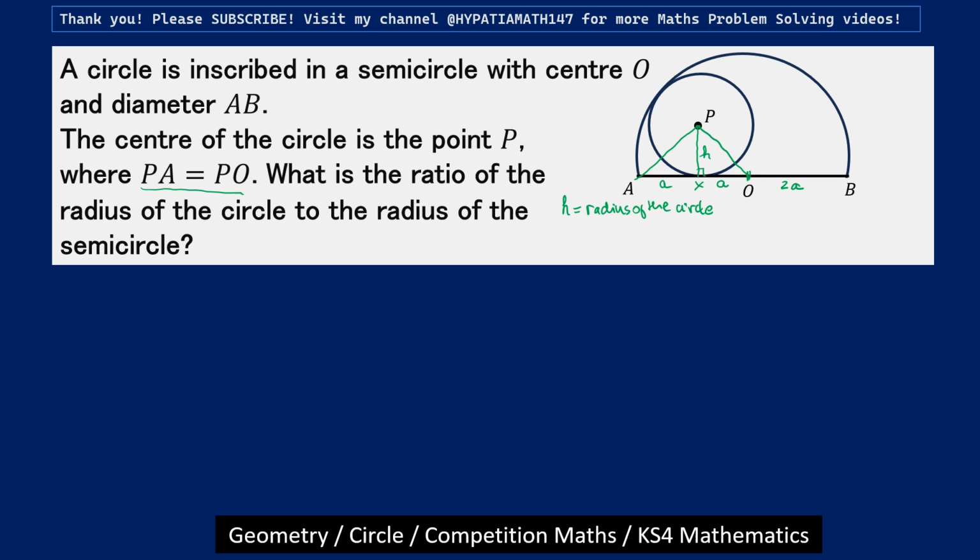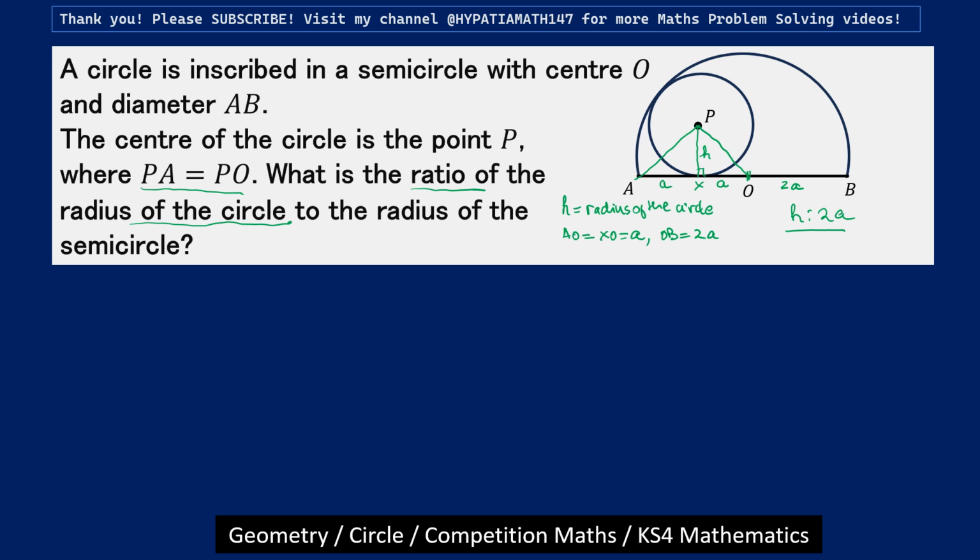So AO equals XO equals a, and OB equals twice of a. Before I go there, let's understand the question a bit more. We need to find the ratio of the radius of the circle, which is h, to the radius of the semicircle. So we need to find h is to a. So we have to find the relationship between this h and a.